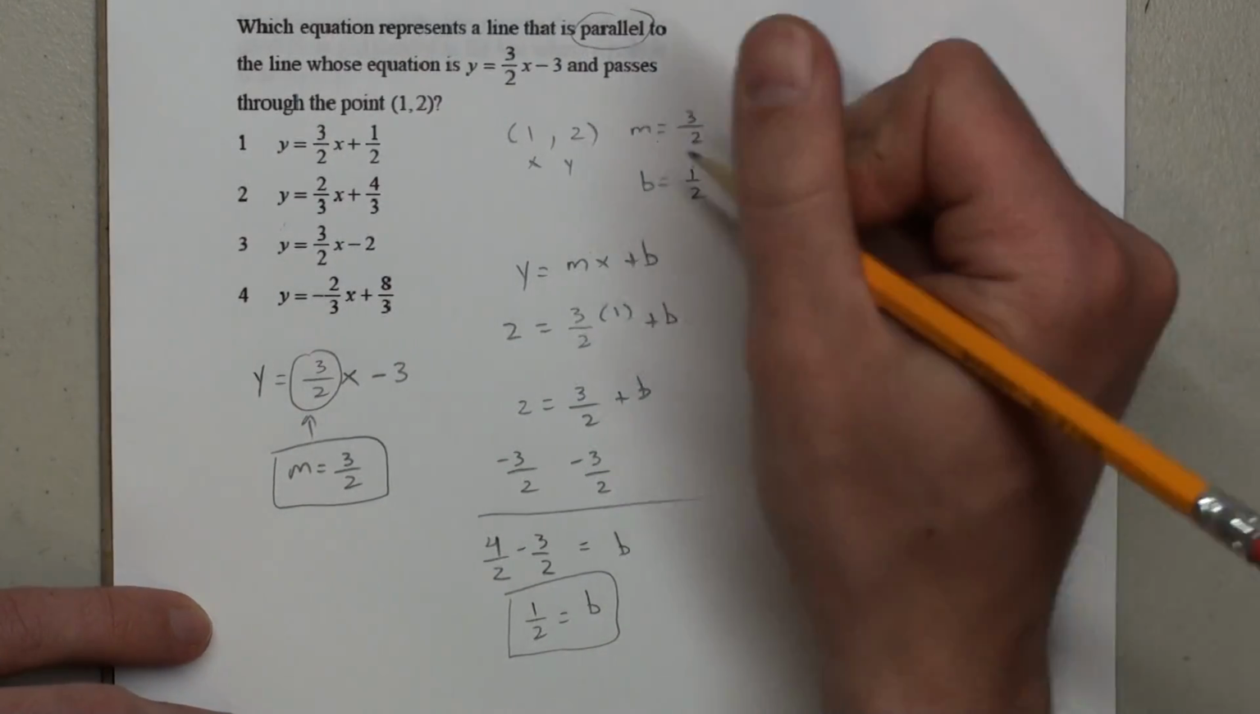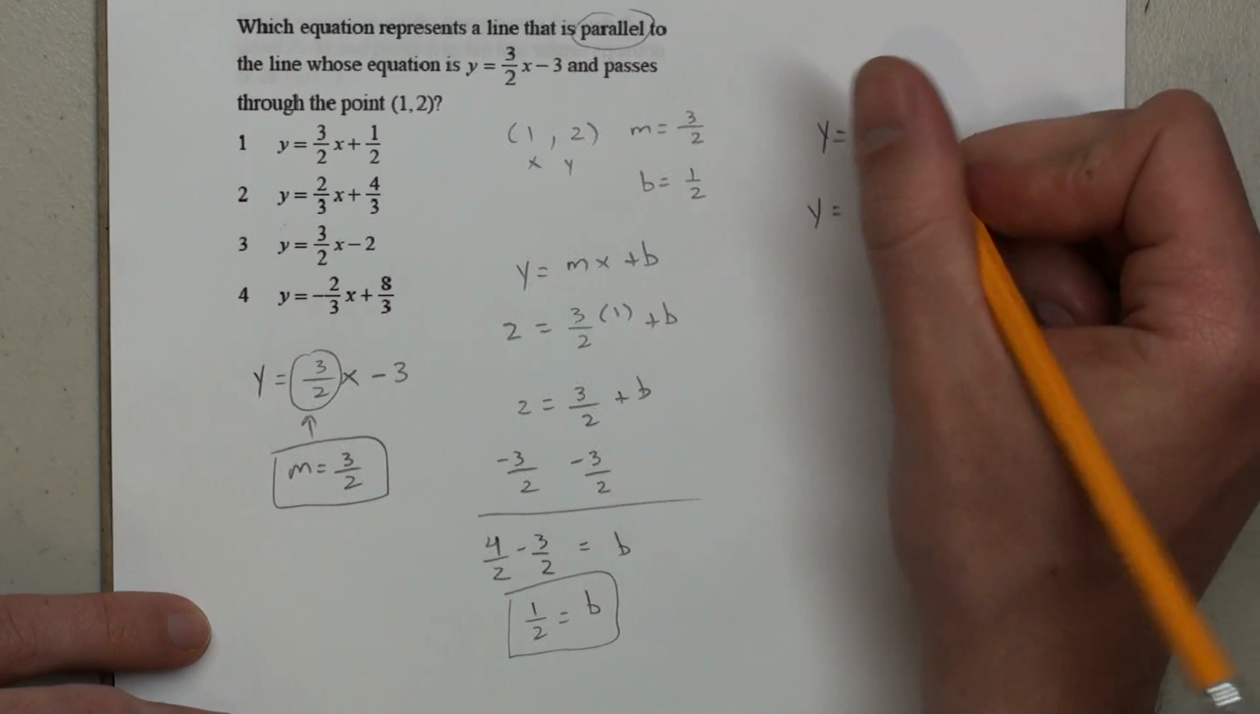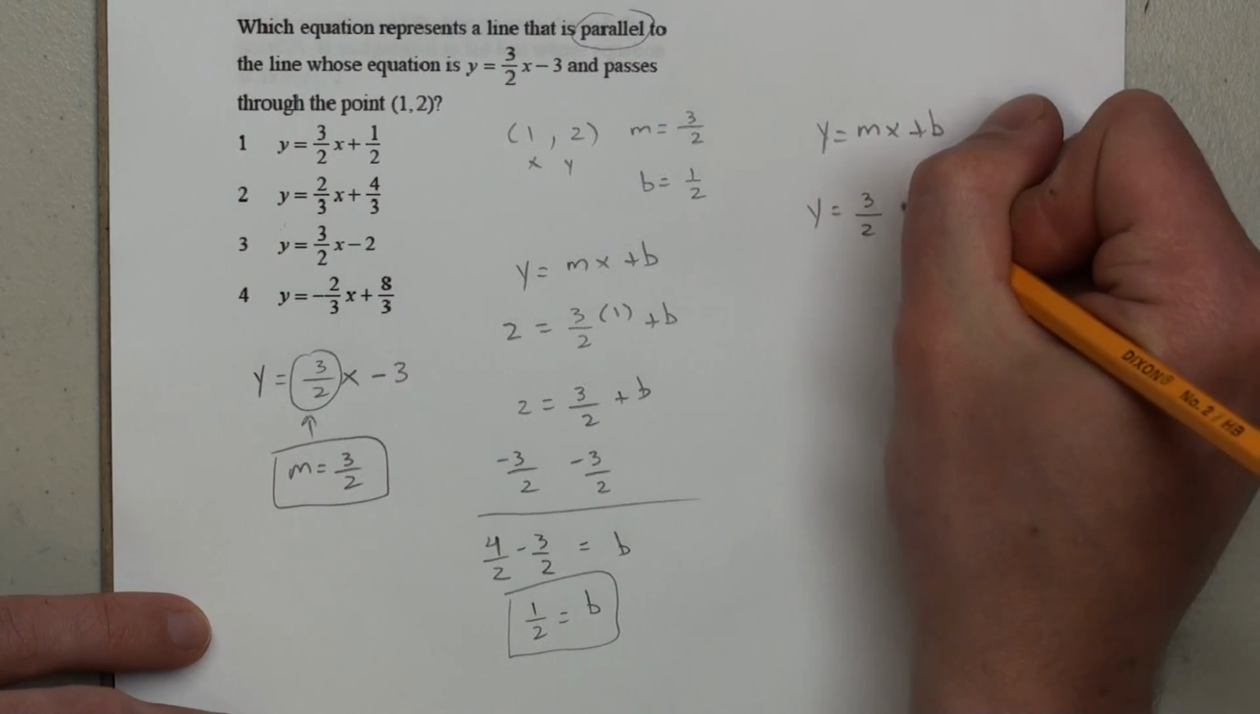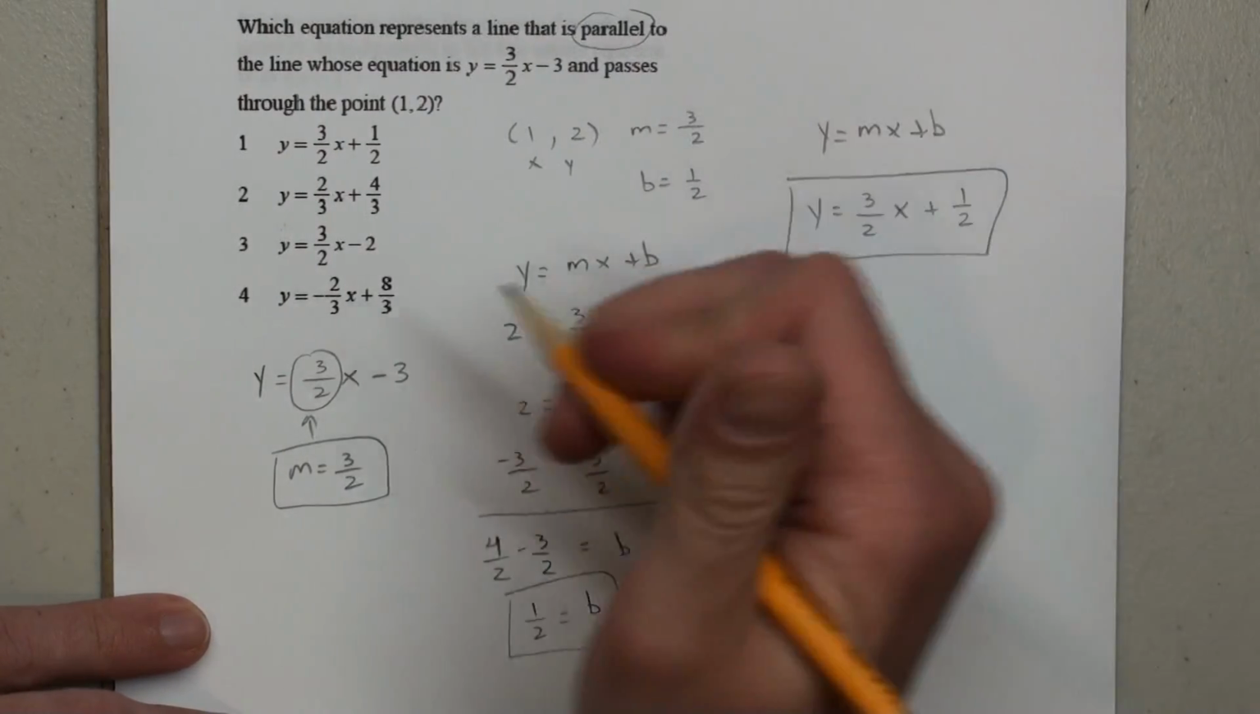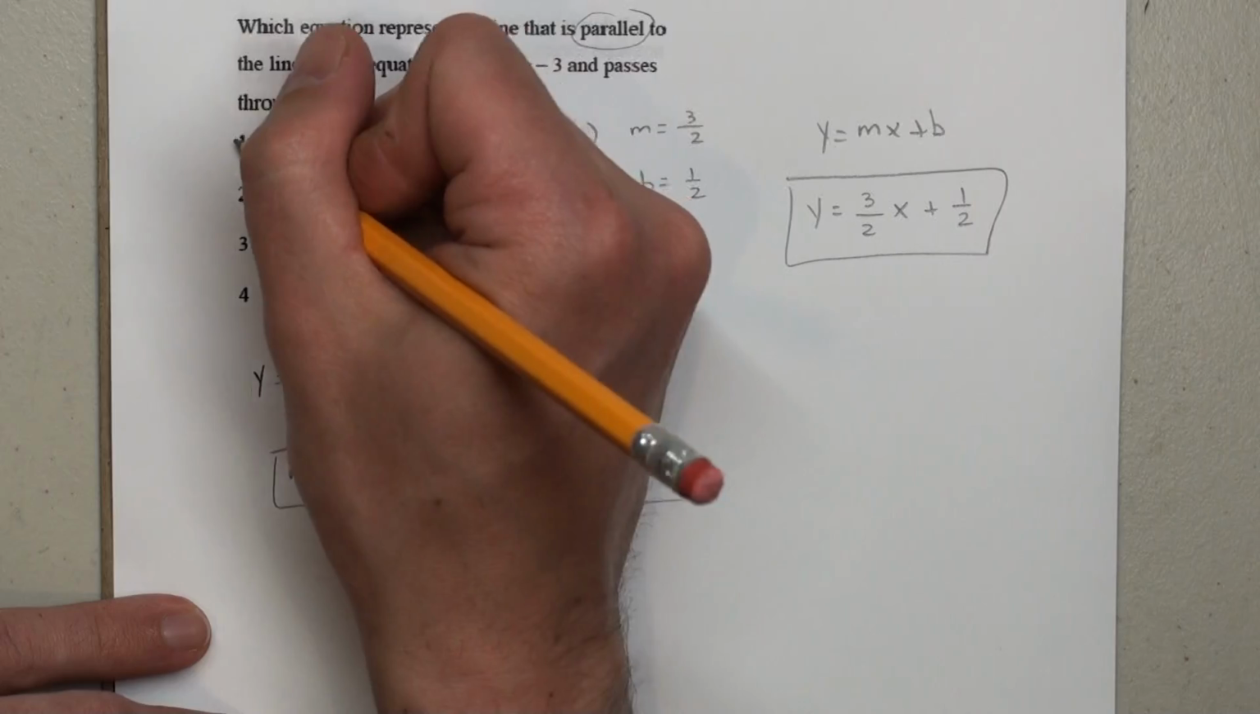Y equals mx plus b. Y equals 3 halves x plus 1 half. Choice 1.